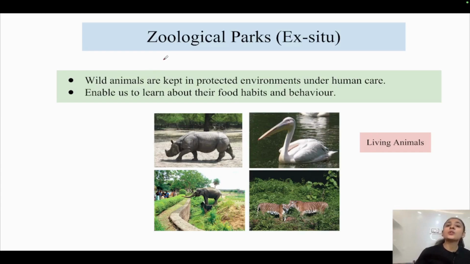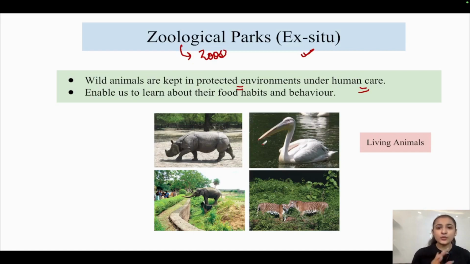Now coming to zoological parks. Zoological parks are also an ex situ method of conservation, away from the site. Zoological parks are also known as zoos. Now what happens in zoological parks? Wild animals are kept in protected environments under human care. Wild animals are kept in zoos. We all have visited zoos, right? What do we see there? We see various kinds of animals kept in protected environments and human beings taking care of them.